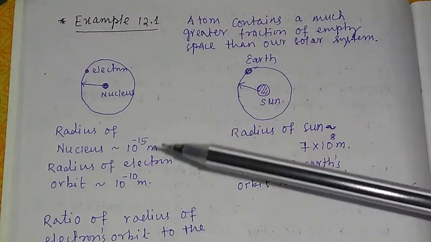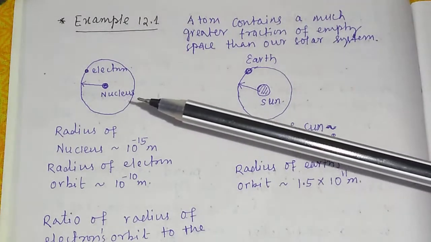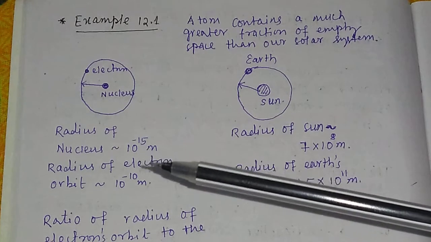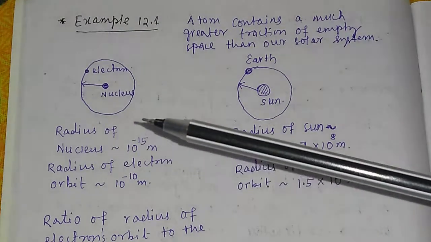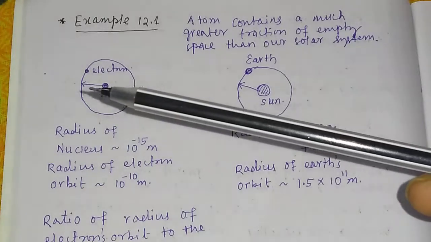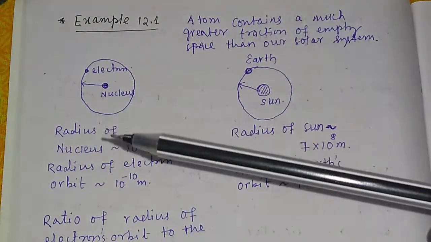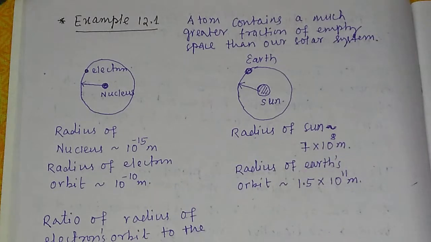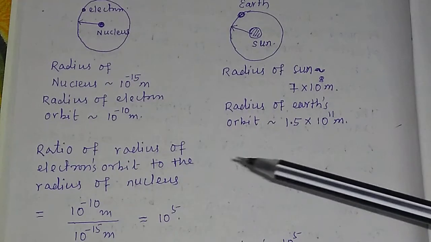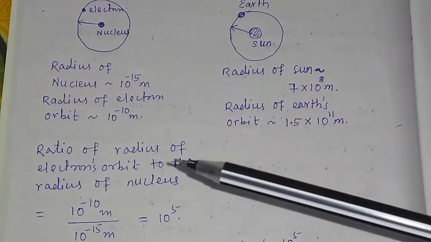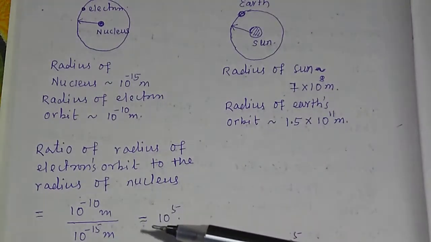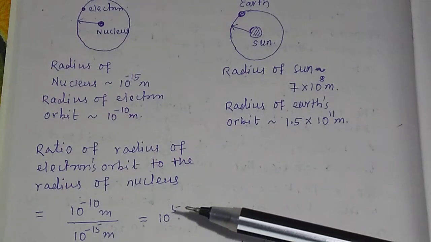We know the radius of the nucleus is nearly 10^-15 meter, and the radius of the electron orbit is nearly equal to 10^-10 meter. And if you take the ratio of the radius of the electron's orbit to the radius of the nucleus, then this will be equal to 10^5.